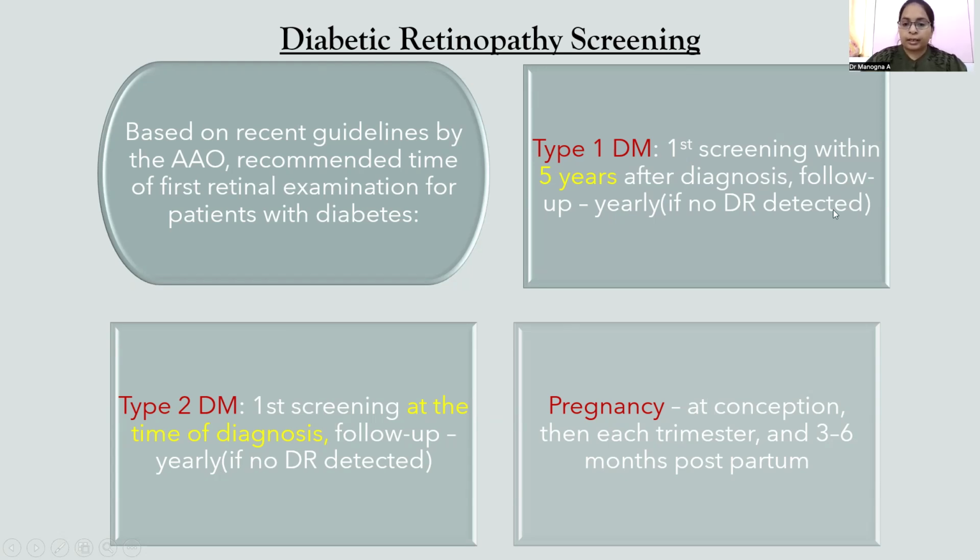And in pregnancy, you have to screen twice. Usually even thrice it is done: once at conception, then in each trimester, and once even postpartum, they usually screen for diabetic retinopathy, because as I said previously, pregnancy is a risk factor for progression.